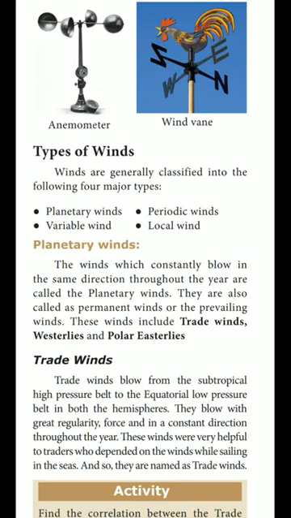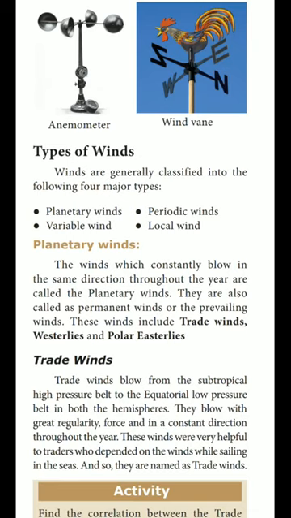Okay, so there is one small question also. What do you know about planetary wind? So the winds which constantly blow in the same direction throughout the year are called the planetary winds. So, one year means the same year, the wind was blowing in the same direction. Okay, it won't change the direction. Suppose if it is blowing in the north, means always in that particular year, it will blow in the north direction. So, it is called as a planetary wind. What is the another name for this planetary wind? It is the permanent wind or the prevailing wind.